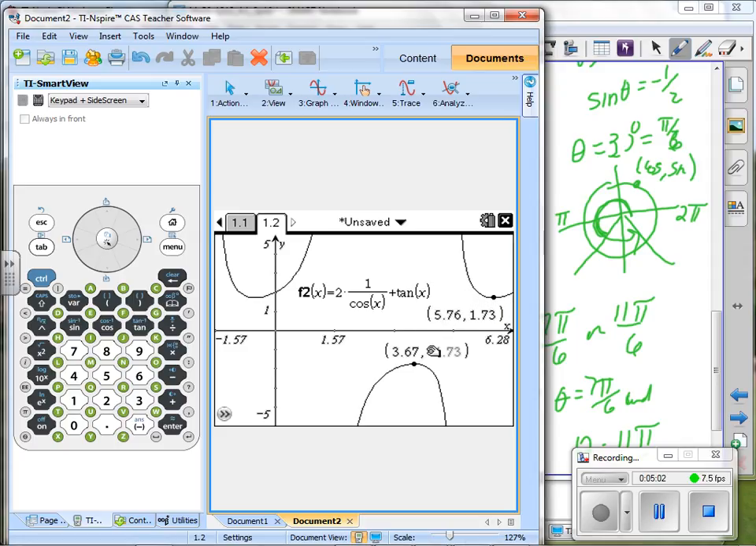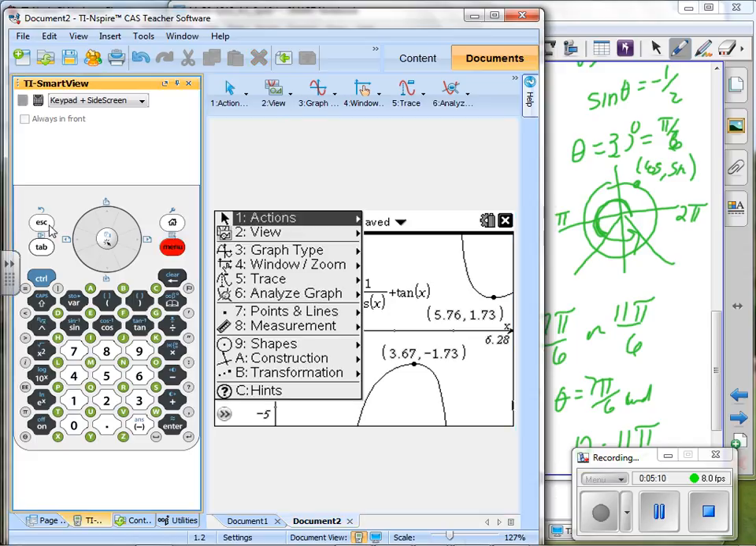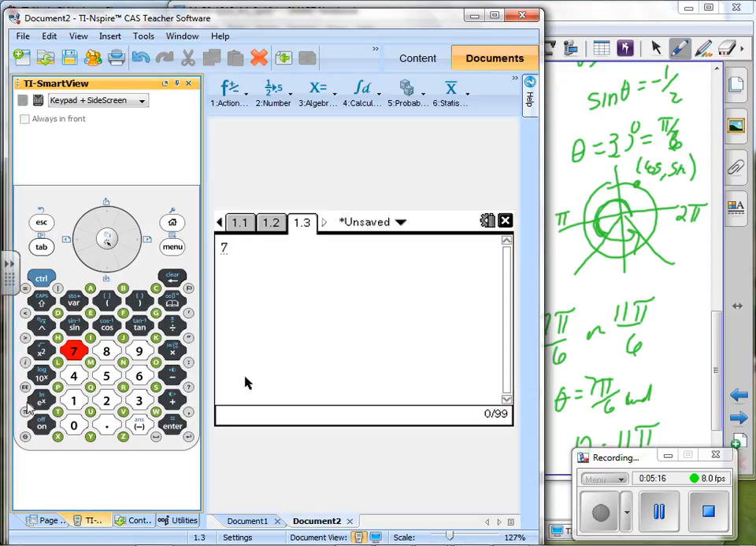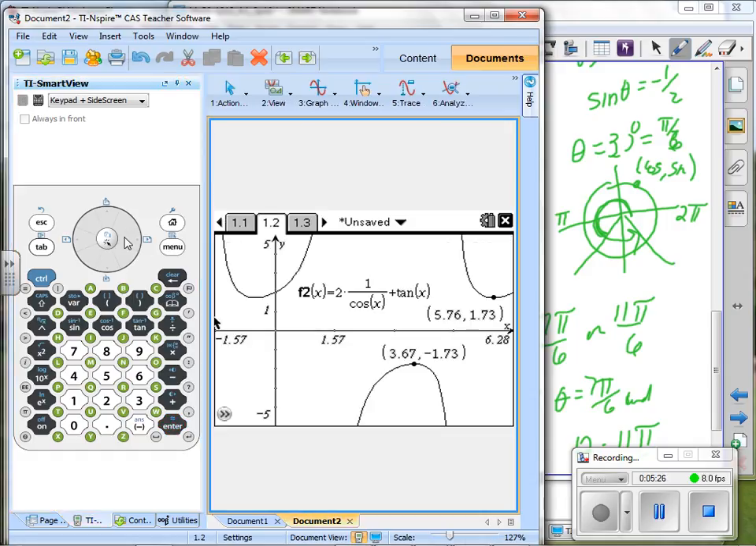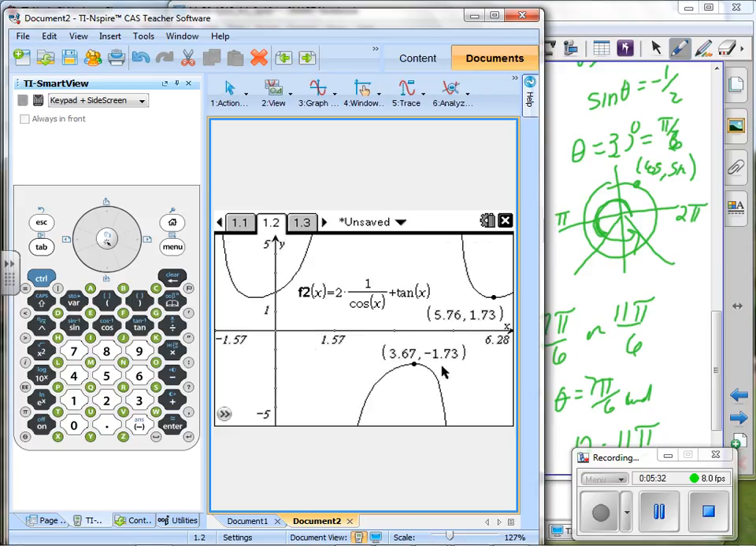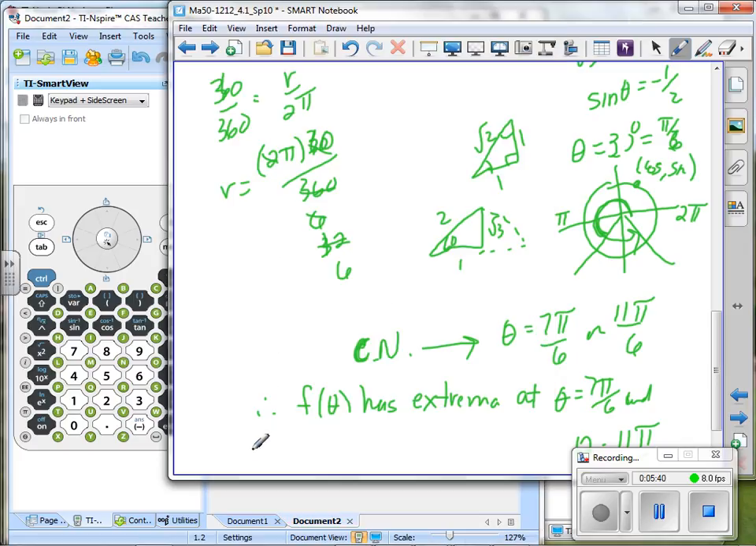Now, are these values consistent with 7 pi divided by 6? I don't know until I check it. So I'm going to go into a calculation page, and let's see, I need 7 pi divided by 6. Is that about what I had on my graph, 3.66? 3.667, okay? So if I check the 11 pi, it would also be then about 5.76. Okay.